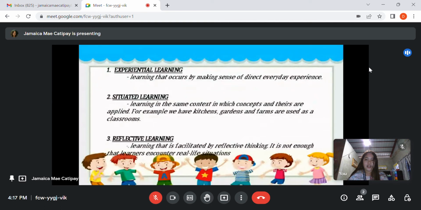And it includes, first, experiential learning. Experiential learning is learning that occurs by making sense of direct everyday experience. It is also the most natural and powerful form of learning, or more precisely, the reflection on doing. So, for example, a boy who gets sad because his father gets angry because he plays football in the living room.